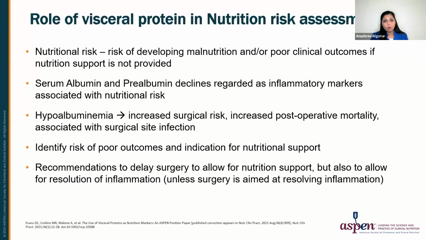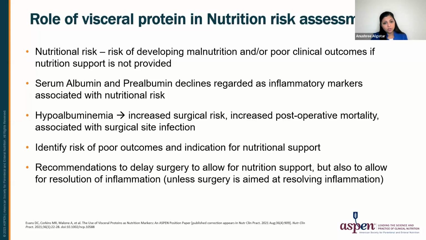Visceral proteins may have a role in nutrition risk assessment. Nutrition risk is the risk of developing malnutrition or the risk of poor clinical outcomes if nutrition support is not provided. Decline in serum albumin and pre-albumin levels are specifically regarded as inflammatory markers associated with increased nutritional risk. Several studies have shown that hypoalbuminemia is associated with increased surgical risk, increased postoperative mortality, and surgical site infection. These visceral proteins may be useful in identifying patients at risk of poor outcomes and indications for nutritional support.